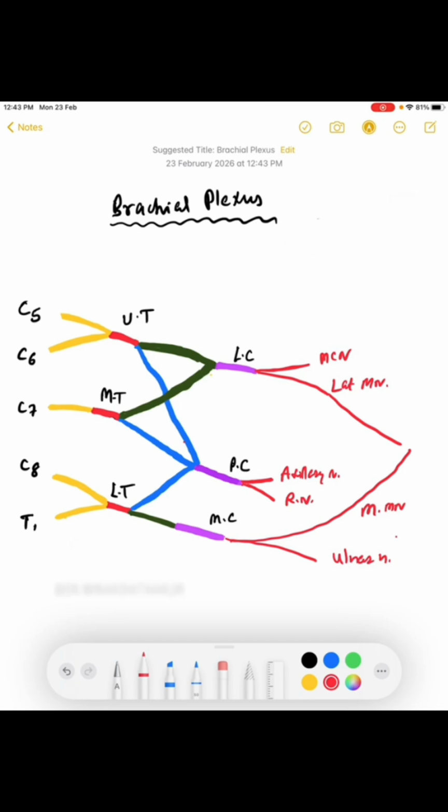The medial cord divides into the medial root of the median nerve and the ulnar nerve. Now if we are talking about the branches of the brachial plexus, there are two branches from the roots, two branches from the trunks, 7 branches from the cords, and 6 branches which are terminal branches of the brachial plexus.